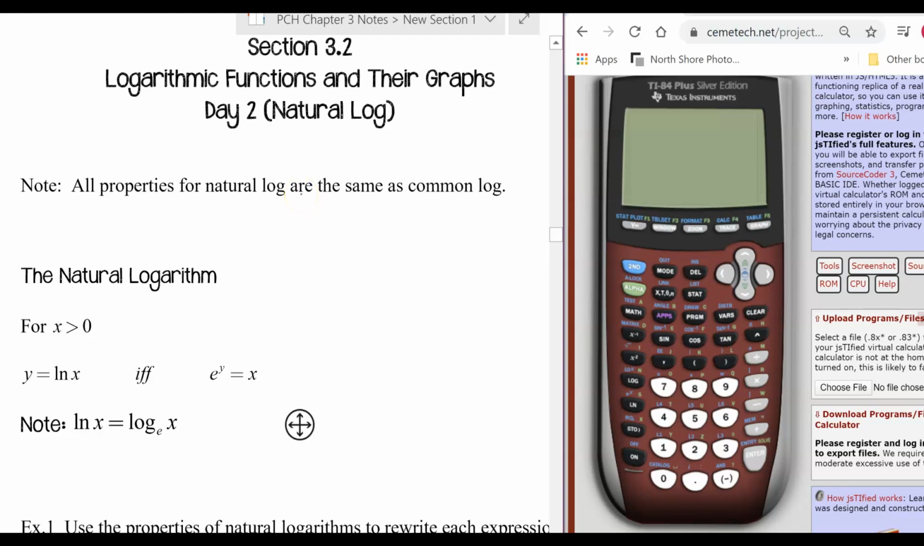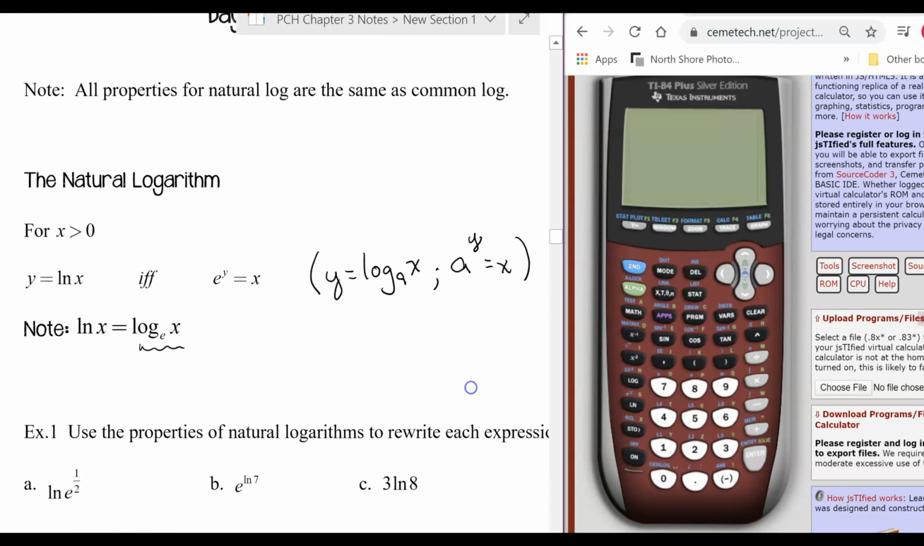So for a natural logarithm, for x greater than 0, we're going to have y is equal to natural log of x if and only if e to the y is equal to x. Keep in mind, this is just like our property that we did with common logs, where we had y is equal to the log base a of x, and then if I wanted to rewrite that in exponent form, I would have a raised to the y is equal to x. We're just doing the same thing. Again, this is a log base e of x. We just write it ln for natural log. That's our abbreviation for it.